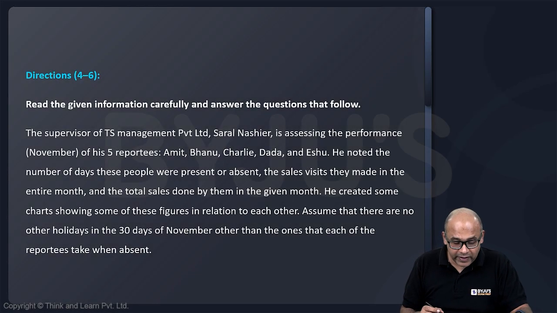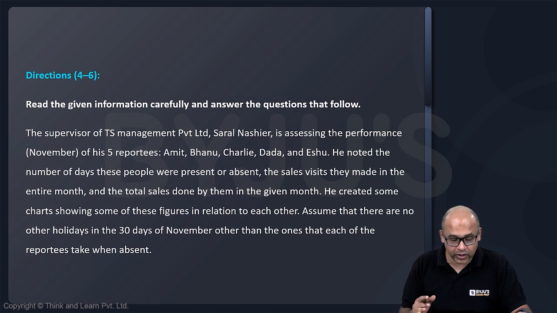Now look at it. The supervisor of TS Management, some several institutes, is assessing the performance of his 5 reportees: Amit, Banu, Charlie, Dada and Ishu. So A, B, C, D, E. He noted the number of days these people were present or absent, the sales visits they made in the entire month, and the total sales done by them in the given month.